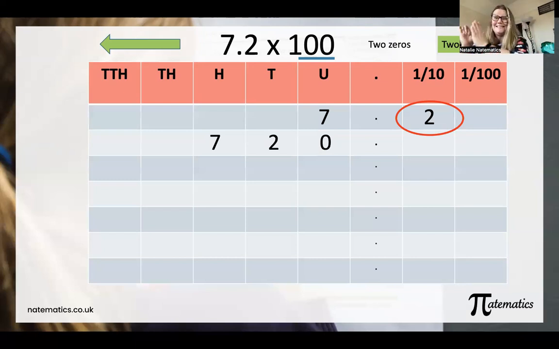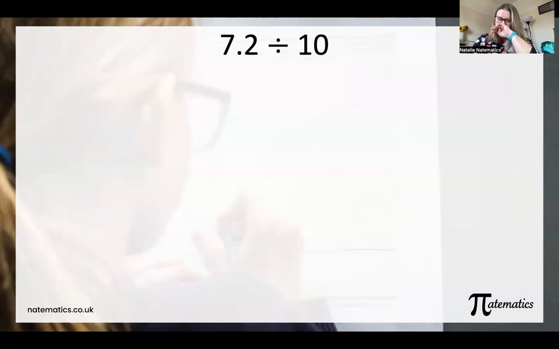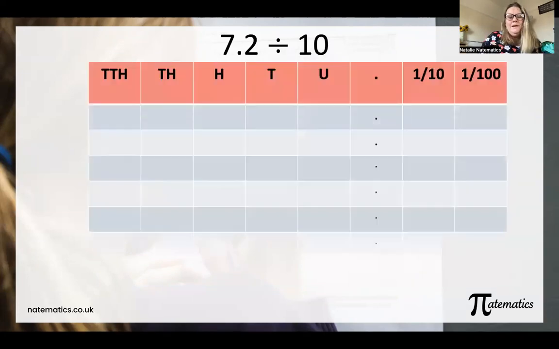Right then. So I think this just adding a 0 doesn't really work, does it? It's about how many spaces left or right the numbers move. So let's do one more, which is 7.2 divided by 10. What do you think is going to happen? Have a think, write that number down. And then we'll go through it and tell me if you're right or not.